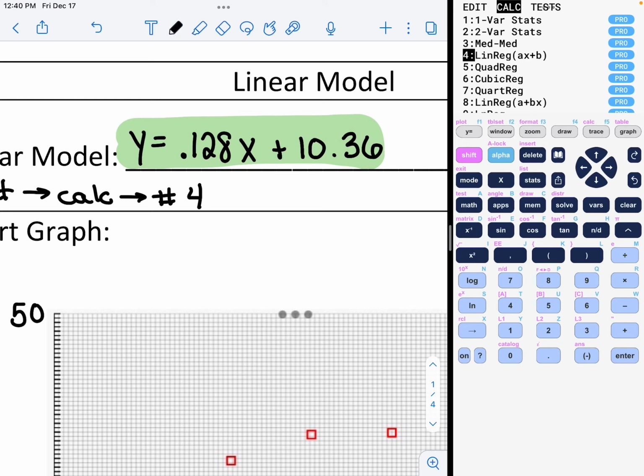Let's also acknowledge that your calculator would tell you that r squared is equal to 0.8, essentially 0.81. That tells you how accurate the fit is.